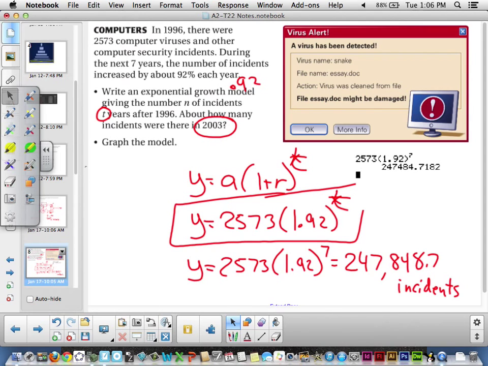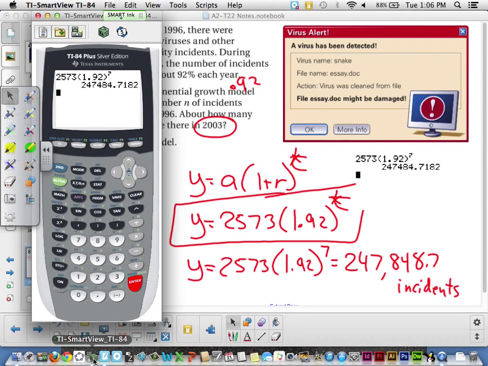And then we'll graph it. Take a look at our y equals. We'll enter our equation: 2573 times 1.92 to the x. Take a look at our window. We should probably set our window. Let's go negative 10 to 10 for min to max.